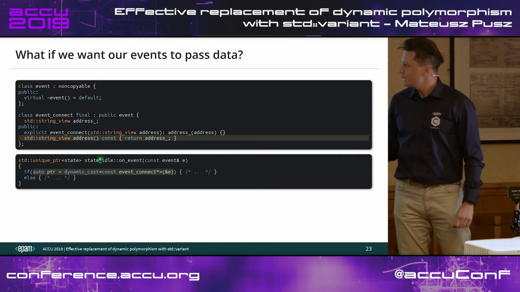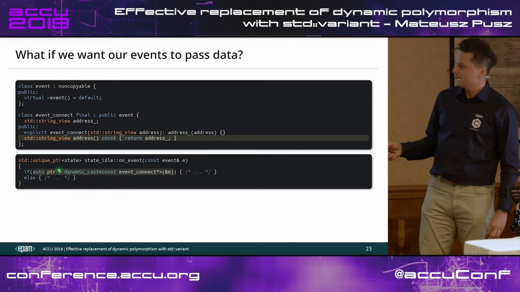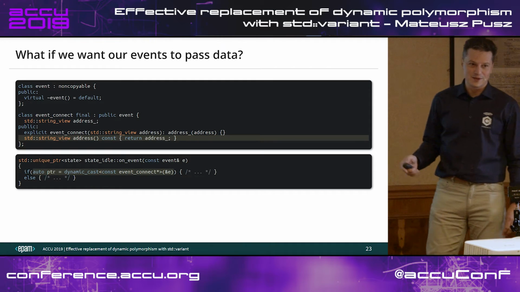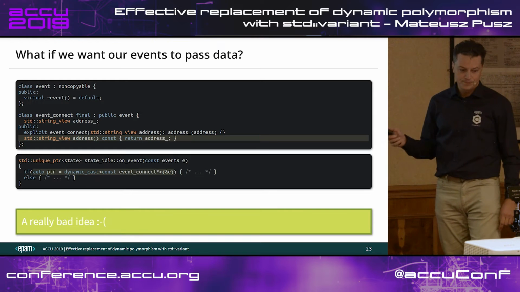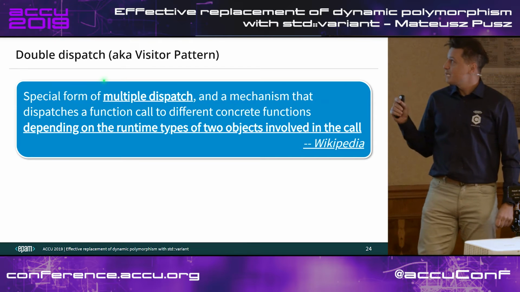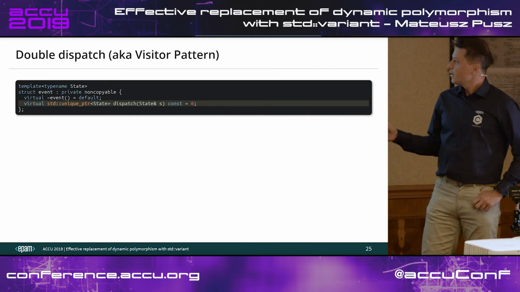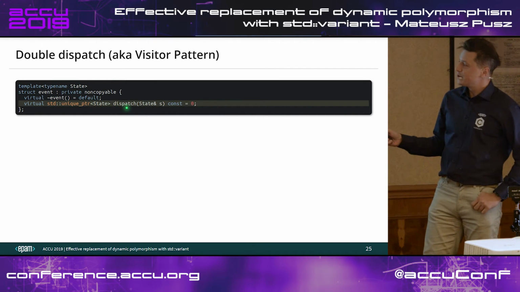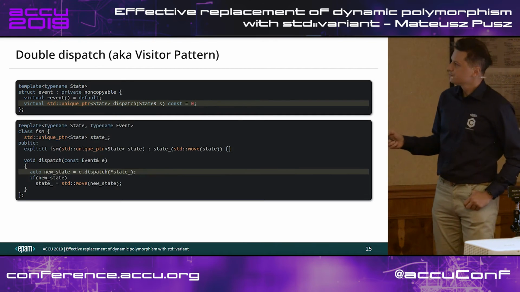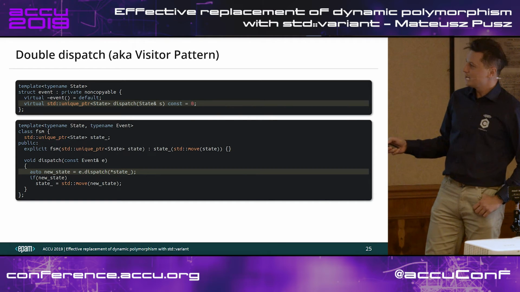And here you have the state Idle on event. You can implement this, of course, this way: if base class event is dynamic cast of event connect, then do something, otherwise do something. But that's, of course, a really bad idea. So I will use so-called double dispatch, which is also known as the visitor pattern. We introduce another function, dispatch, in the event base class. It gets state. Our finite state machine will take the dispatch state to do the first dispatch.